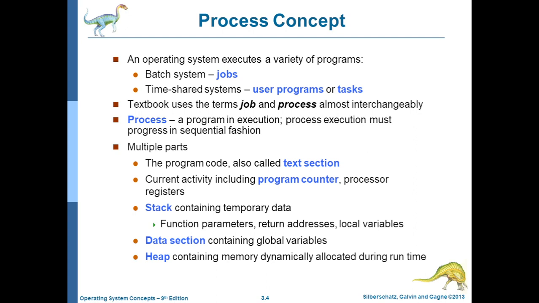So what are the parts of a process? A process has some written code, which is the text section. It has a program counter, which holds the state of the process and which instruction will execute next. There is a stack which contains temporary data. There is a data section which contains global variables. Heap contains dynamically allocated data.